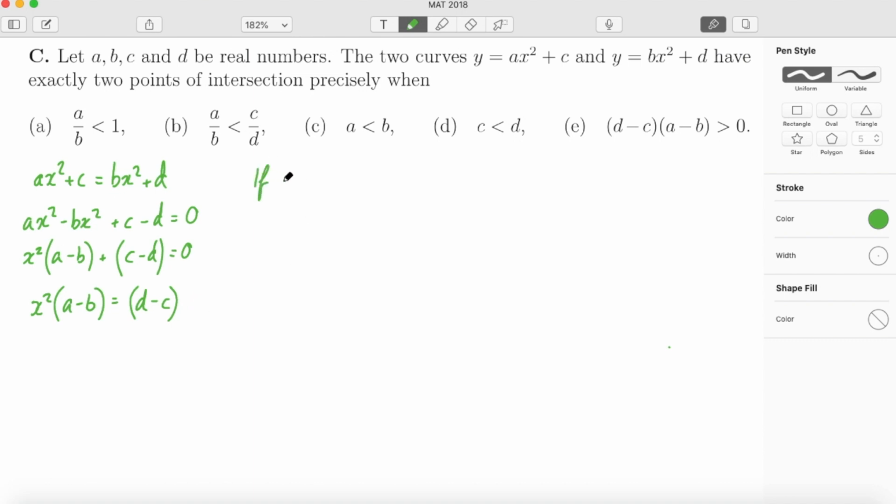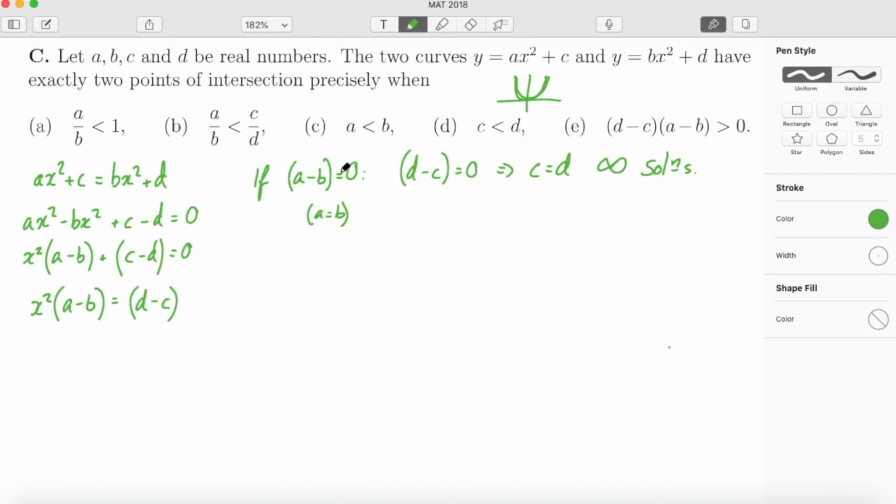So we're going to use a little bit of logic here. If a minus b is equal to 0, then we have d minus c is equal to 0, which implies that c equals d, and that will give us infinite solutions. Since if a minus b is 0, then we're saying that a equals b, which would mean that c equals d, so these curves lie precisely on top of one another, like so, on our axis. So we would have infinitely many solutions.